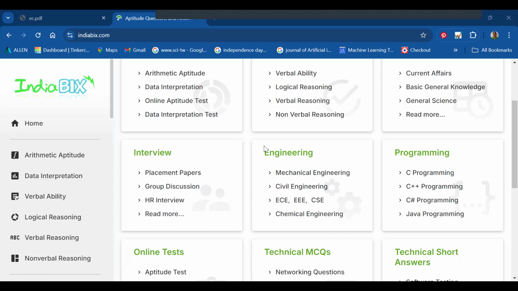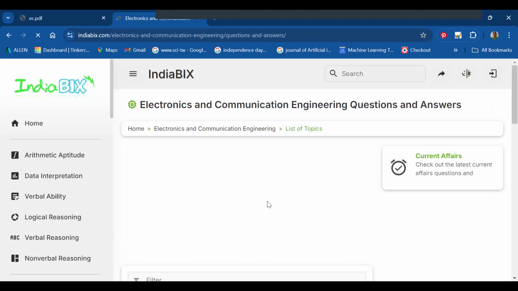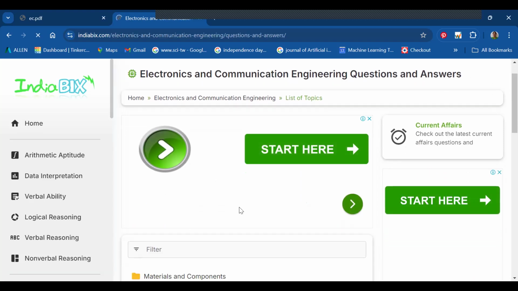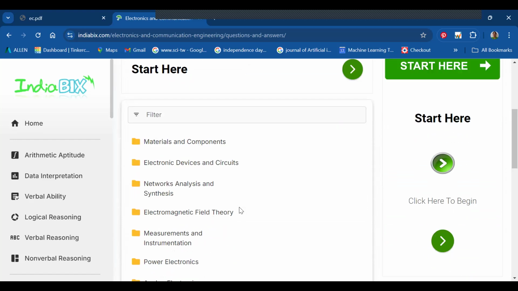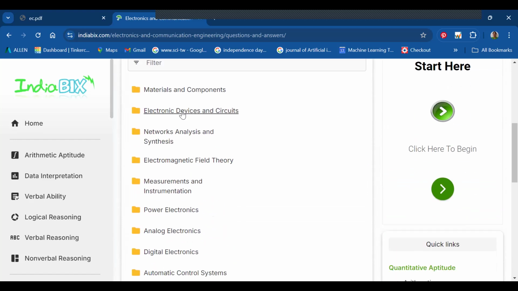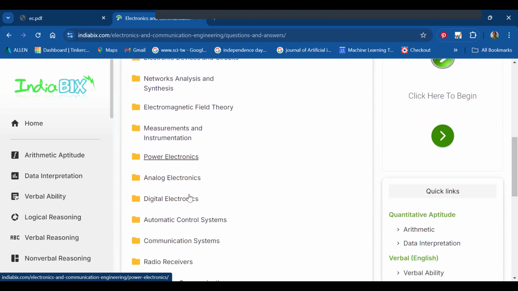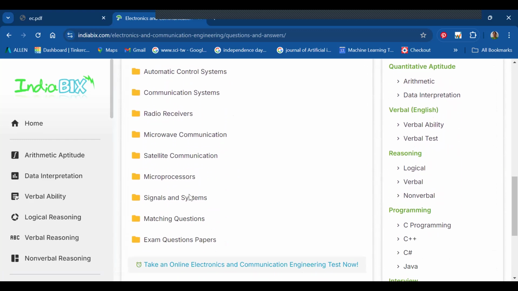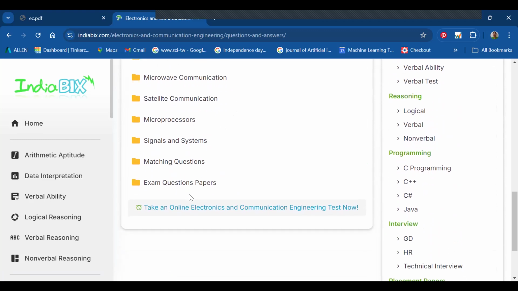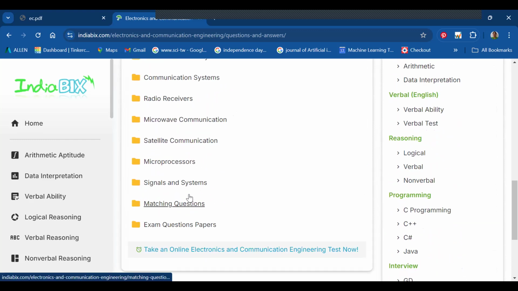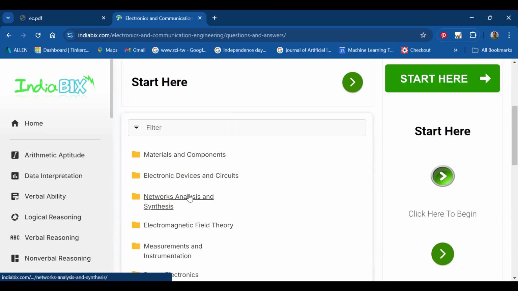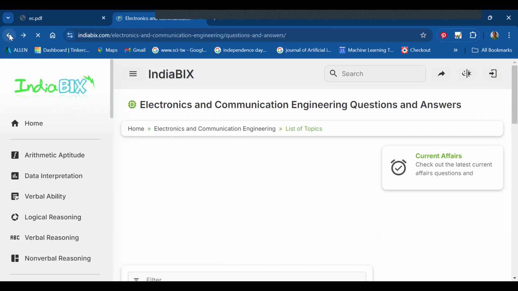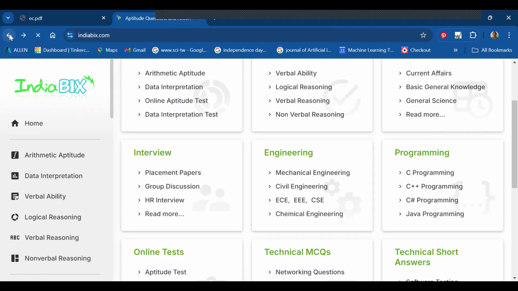Then you can find here that for engineering, all the branches are available. If you belong to EC, just press EC and you are going to find so many subjects. All the subjects that you read in your B.Tech, you are going to find them here. So you can see here, signals and systems, exam question papers, matching questions, radio receivers.